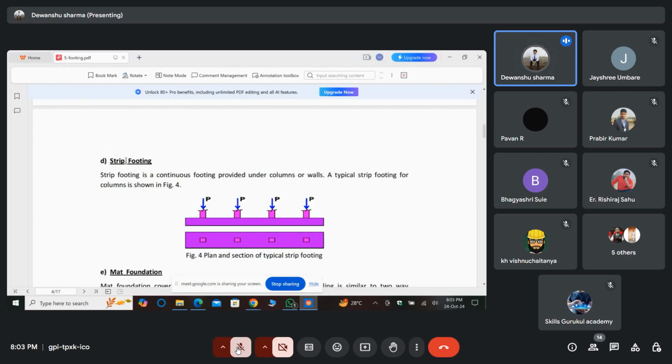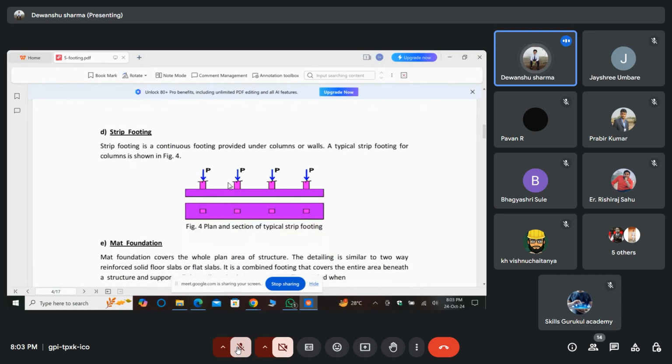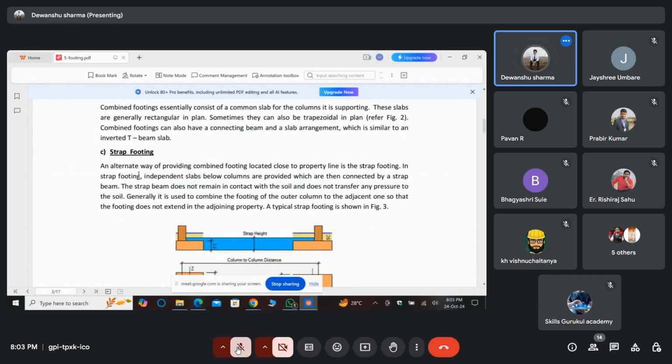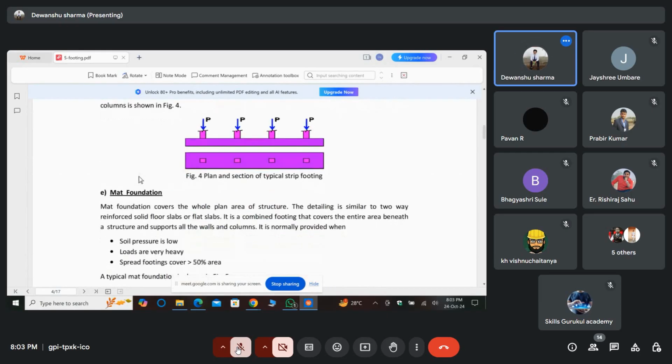Another is strip footing. Strip footing is a continuous footing provided under columns or walls. Mainly, if there are walls just above it, we provide strip footing. A typical strip footing for columns is shown below. Like these are columns and this is strip footing. So these are two different things. Strip is different and strap is different. Don't be confused between both.